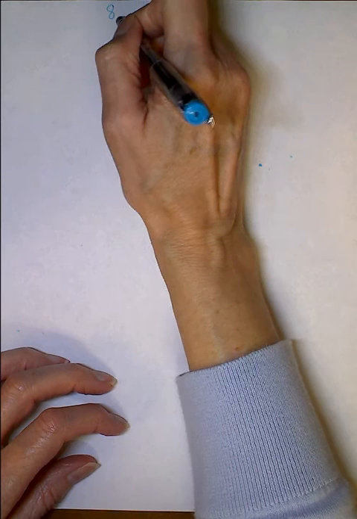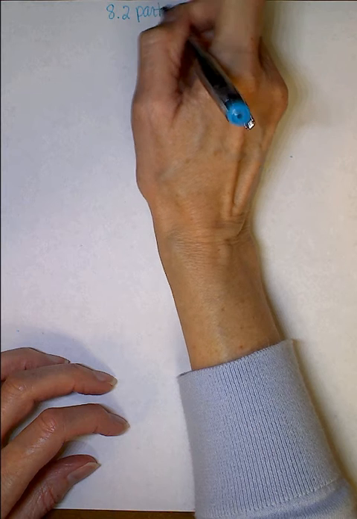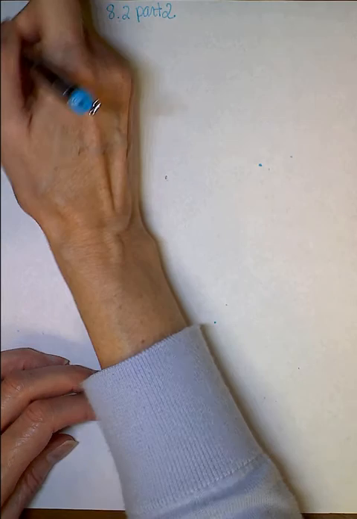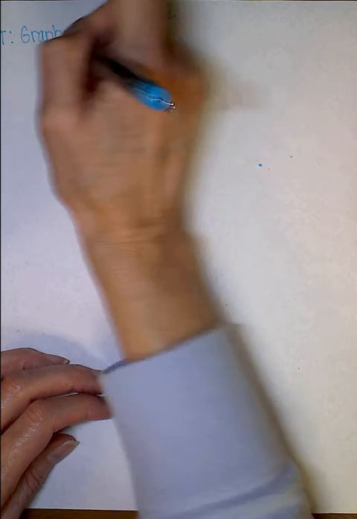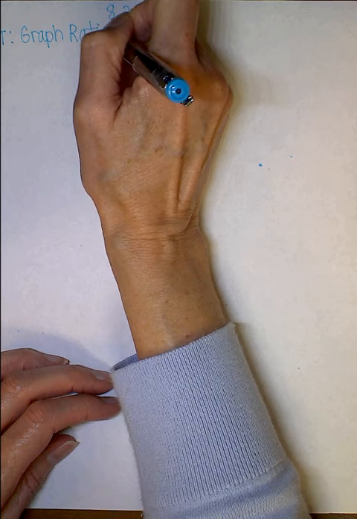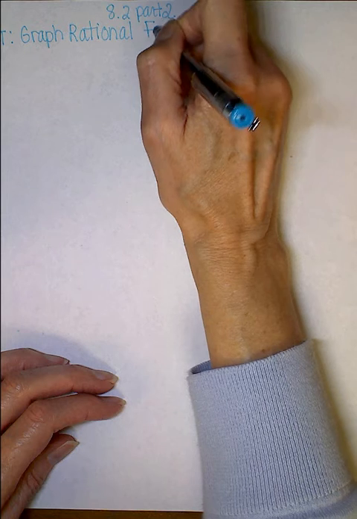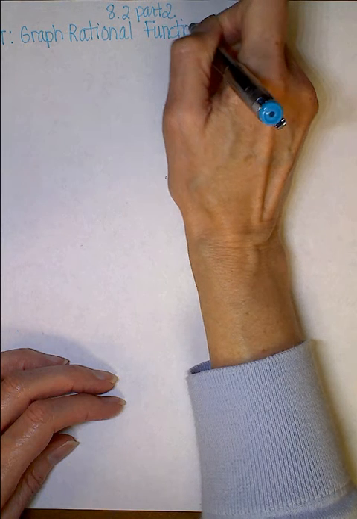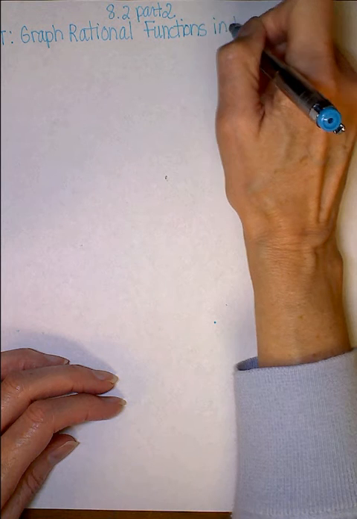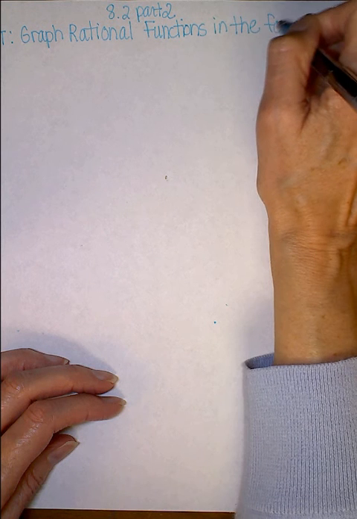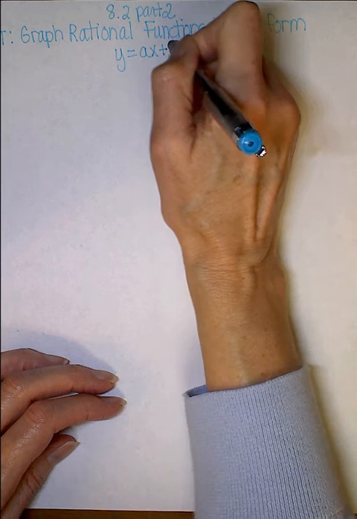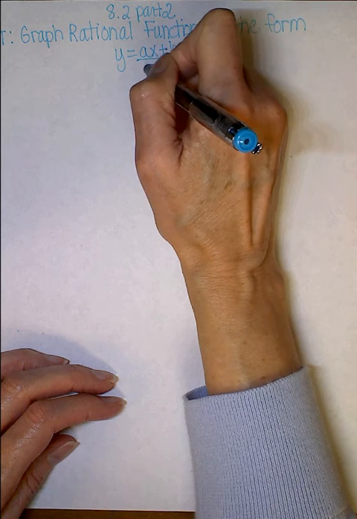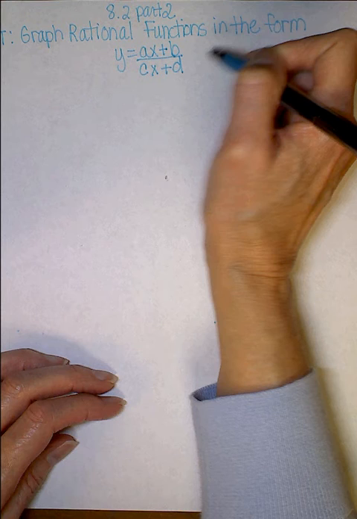We have one more rational graph to look at. So this is 8.2 part 2. This time, our learning target is to graph rational functions in the form where you have a polynomial that looks like a linear function in the numerator and the denominator.